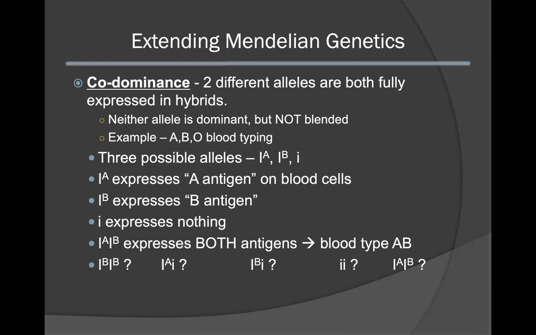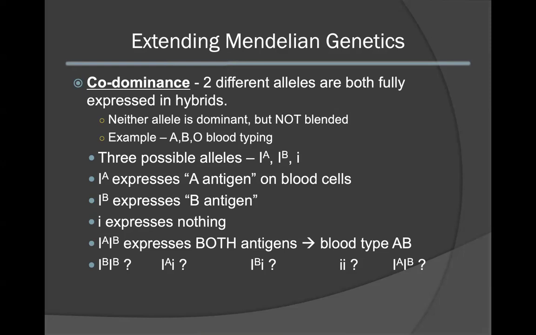You can also have what is termed codominance. In this instance, two alleles are both fully expressed, meaning that they will be codominant to each other. This is because one allele isn't completely dominant over the other, and the other one isn't completely recessive. So as a result, when you have both alleles present, both of them are going to be expressed. A good example of this is your ABO blood typing.